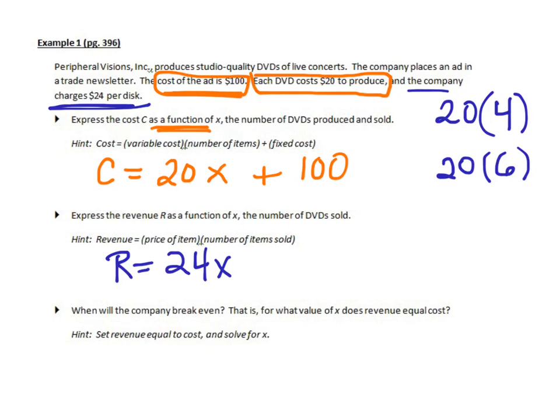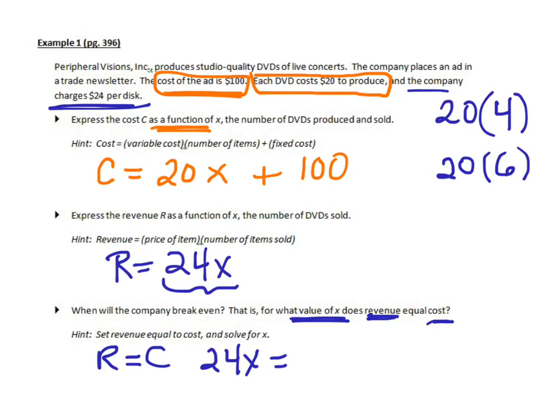And then we can use these two equations to answer this next question: when will the company break even? So we want to know for what value of X does the revenue equal the cost? When does R equal C? So to set revenue equal to cost, we have two expressions here. 24X is the revenue, and we want to know when that equals the cost, which is 20X plus 100.